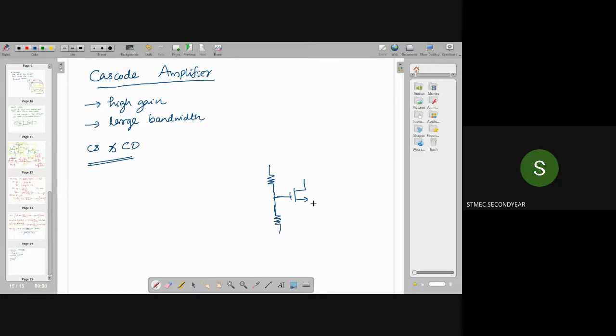Using a voltage divider circuit and a source resistor is there. Here there will be a bypass capacitor. It will be transistor Q1. Now, to the gate of this common source configuration, I am applying the input signal. This is the input signal.